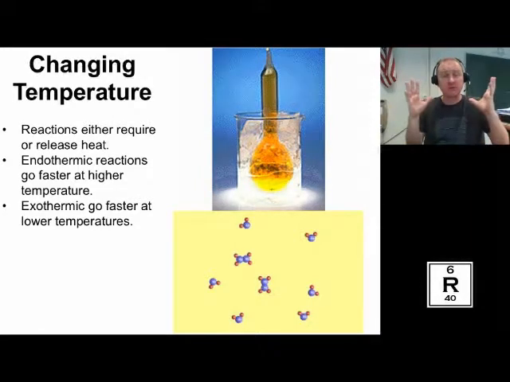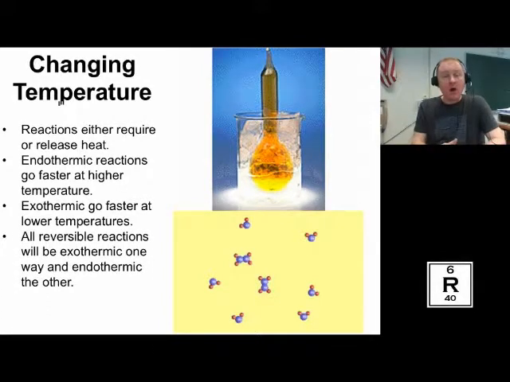The water is losing heat energy to the surroundings, and water becomes ice faster at lower temperatures. That's true. The lower it is, the faster the water will become ice. All reversible reactions will be exothermic in one direction and endothermic in the other direction, because all reactions are either releasing heat or absorbing heat. So if it's absorbing in one direction, it's releasing in the other direction.